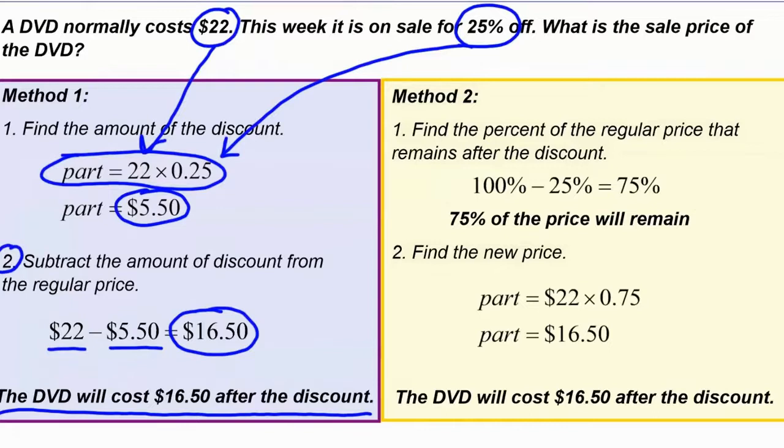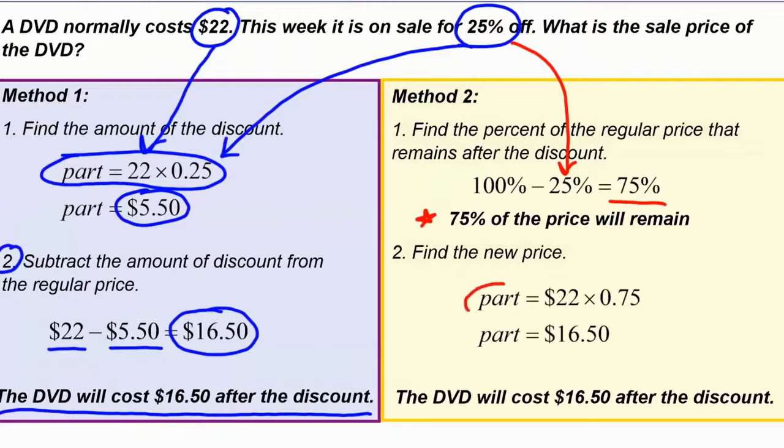Method two is to find the percent that's left after the discount. So since it's a 25% off discount, I'm going to subtract 25% from 100%. So that leaves us 75%. That means that 75% of the price is going to remain because we're taking 25% of the price off. So now, instead of finding 25% of the regular price, I'm going to find 75% of the regular price because that's what's going to be what's left.